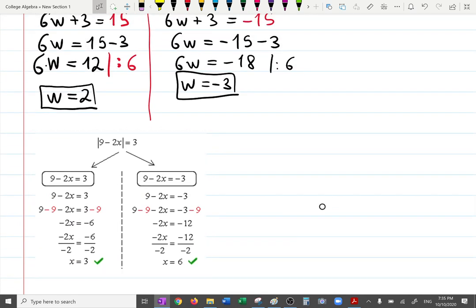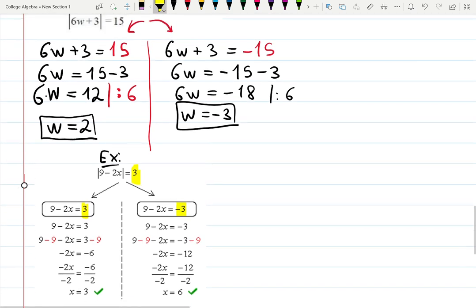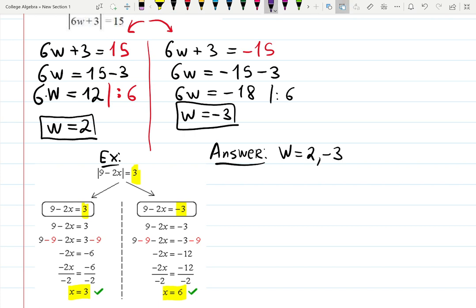The idea, when you have examples with absolute values, is you break them into two scenarios. When you have 3 on the right hand side, then you will have plus 3 and minus 3 for both cases. Solve for each case. In this example it was 9 minus 2x, and in our case it was 6w plus 3, and you get two different solutions. Include them both, and so in our case we'll have two solutions. w is 2 and minus 3. Put it in the box, and also check yourself in case you have extra time on the exam.